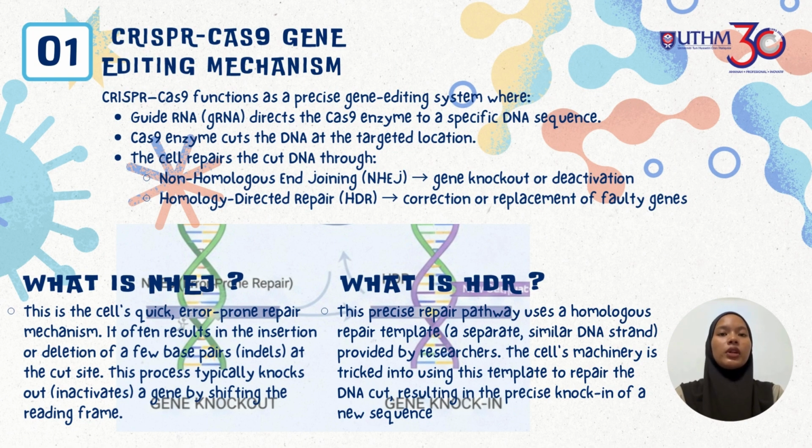Next, I will explain about the CRISPR Cas9 gene editing mechanism. As you can see in this slide, CRISPR Cas9 functions as a precise gene editing system where guide RNA directs the Cas9 enzyme to a specific DNA sequence. The Cas9 enzyme cuts the DNA at the target location. The cell repairs the cut DNA through NHEJ, gene knockout or deactivation, or HDR, correction or replacement of a faulty gene.